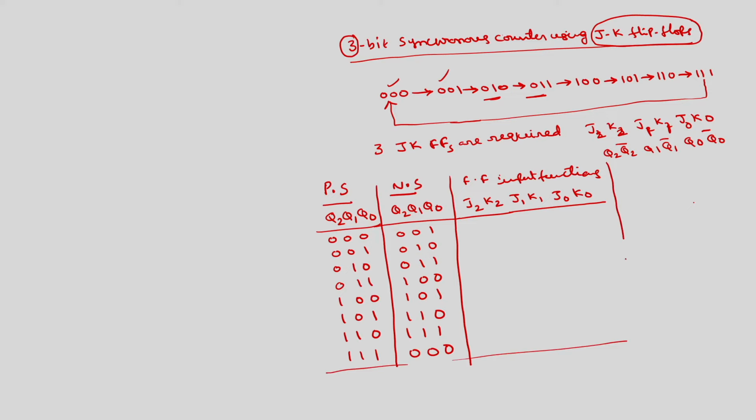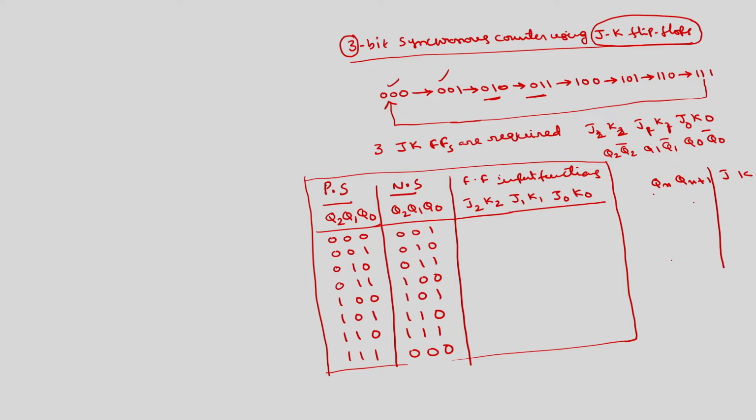Now, how to find out the flip flop input functions? For that, we have to use the JK flip flop excitation table, which we have already discussed in the earlier lectures. So, Qn, Qn plus 1, J K. What is the excitation table? 0 0 gives 0 x, 0 1 gives 1 x, 1 0 gives x 1, 1 1 gives x 0.